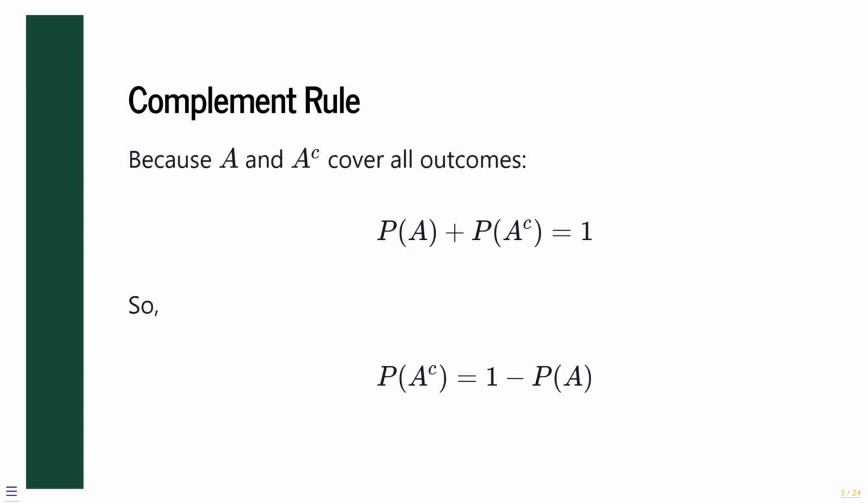Since an event and its complement together account for all possible outcomes, we know that the probability of A plus the probability of A complement is equal to 1. Rearranging this gives the complement rule. The probability of A complement is equal to 1 minus the probability of A. This rule is extremely helpful because sometimes it is much easier to compute the probability that something does not happen and then subtract from 1. Rather than counting many complicated favorable outcomes, we can count a small number of unfavorable ones. This strategy becomes especially useful in "at least one" type problems.